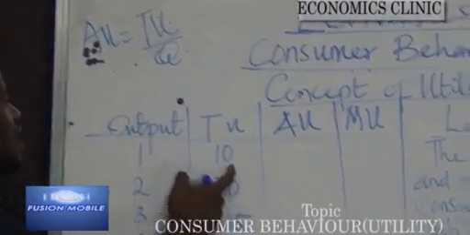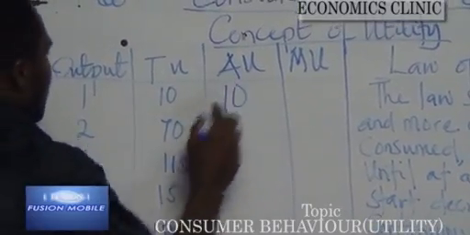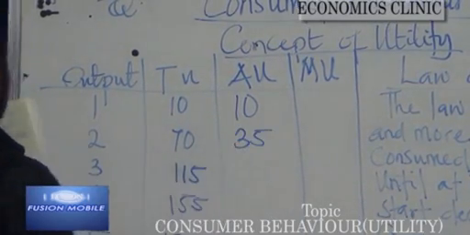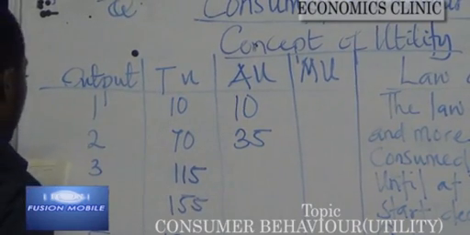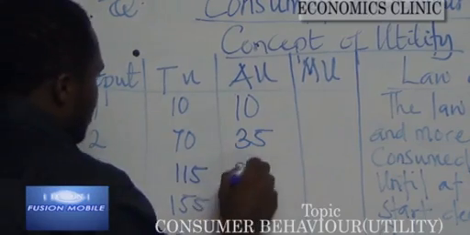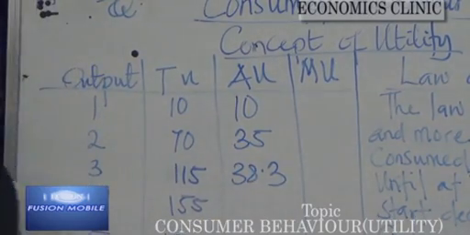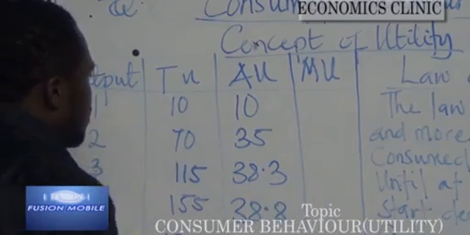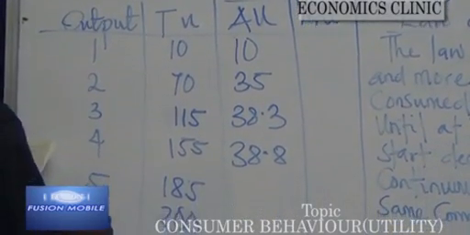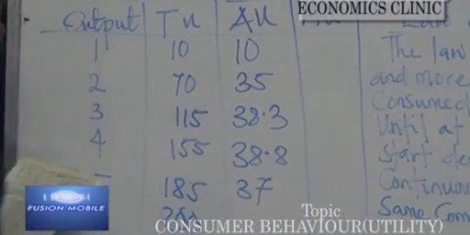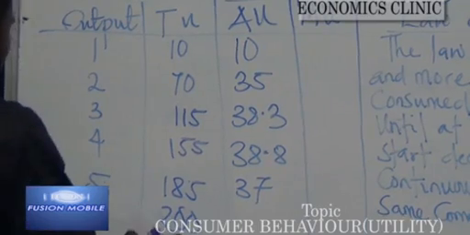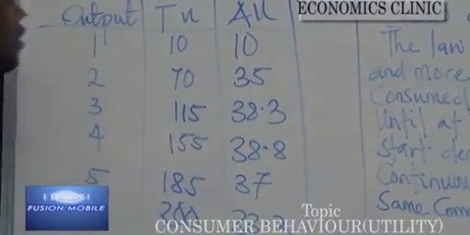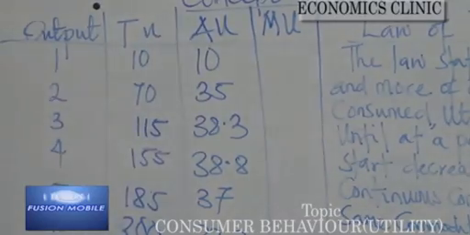Now to solve this, we have 10 divided by 1 is 10, 70 divided by 2 is 35, 115 divided by 3 gives us 38.3, 155 divided by 4 gives us 38.8, then 185 divided by 5 gives us 37, and 200 divided by 6 gives us 33.3.